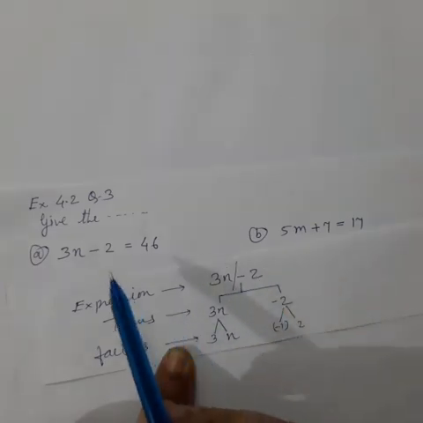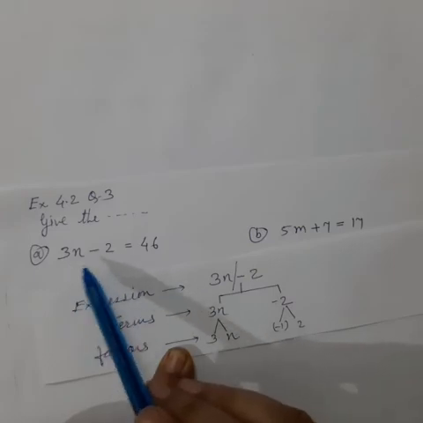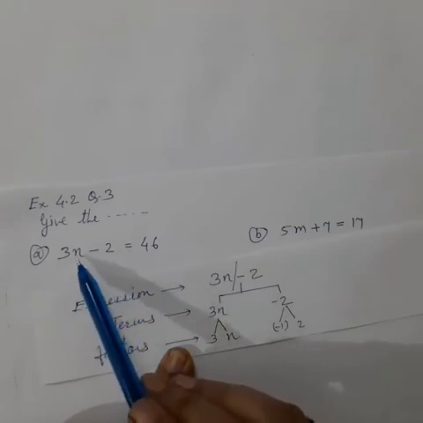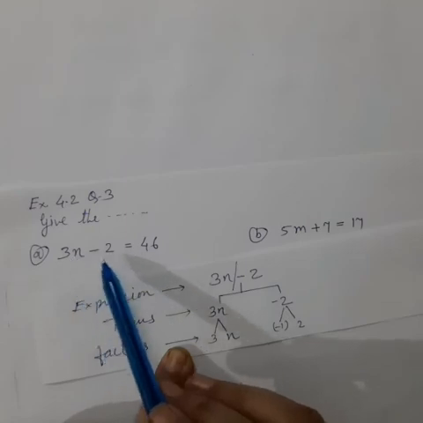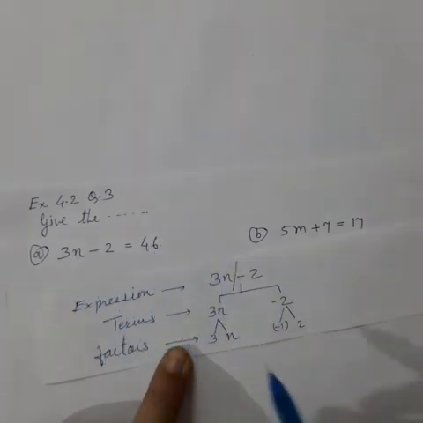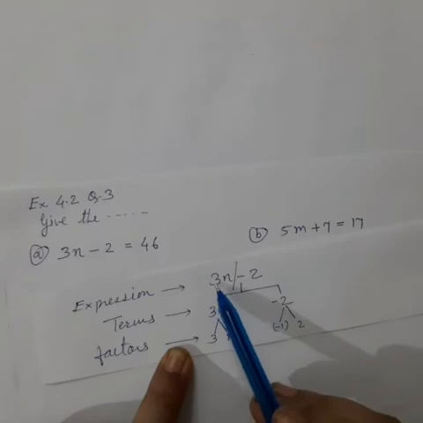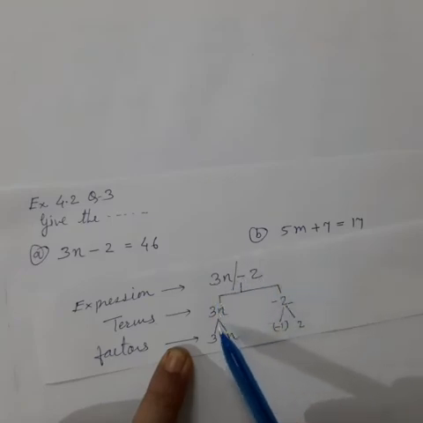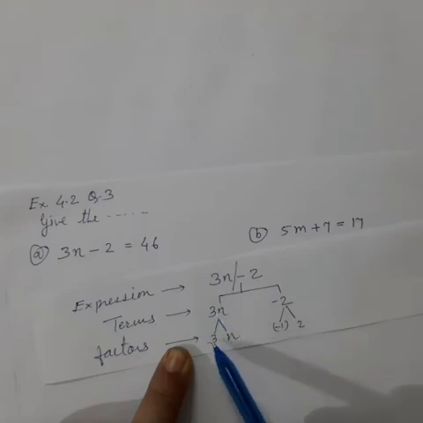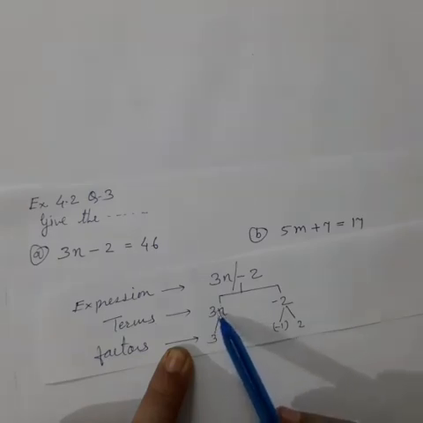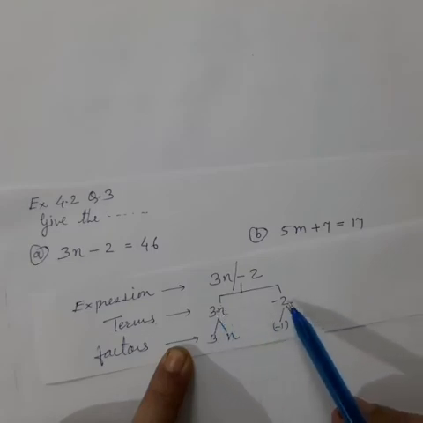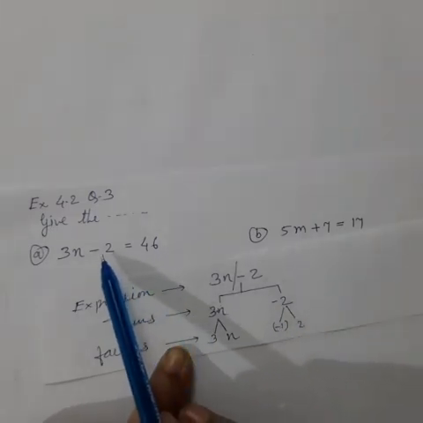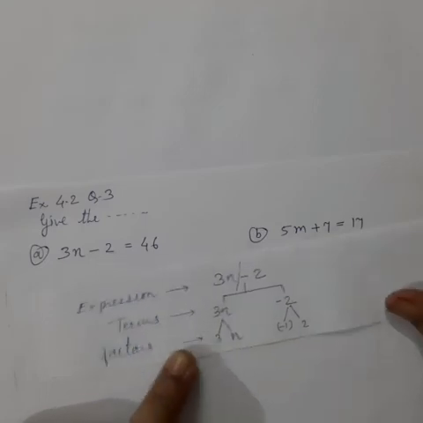terms. And first of all, we have to separate the terms here. Where the variable is there, we have to separate that term from other numbers. And here the terms are 3n as the first term and minus 2 as the other term. And these are the factors: 3 and n, because there is only multiplication. So 3 and n are the factors of 3n, and the factors of minus 2 are minus 1 and 2.